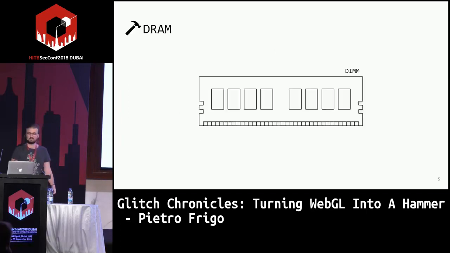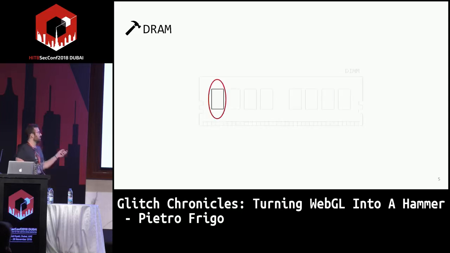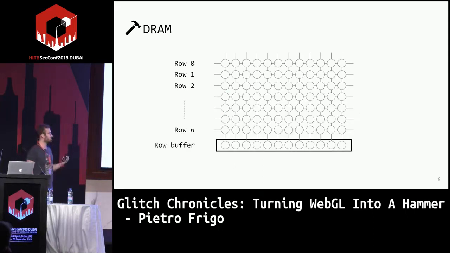So I started studying DRAM, and when you think about DRAM, this is what you think about, right? You have these DIMM modules that you put in your system, and they have enough memory for you to work on. But where the magic happens is actually inside these ones, which are the chips. These chips contain a memory array, actually multiple of these memory arrays. And in these memory arrays, you have cells.